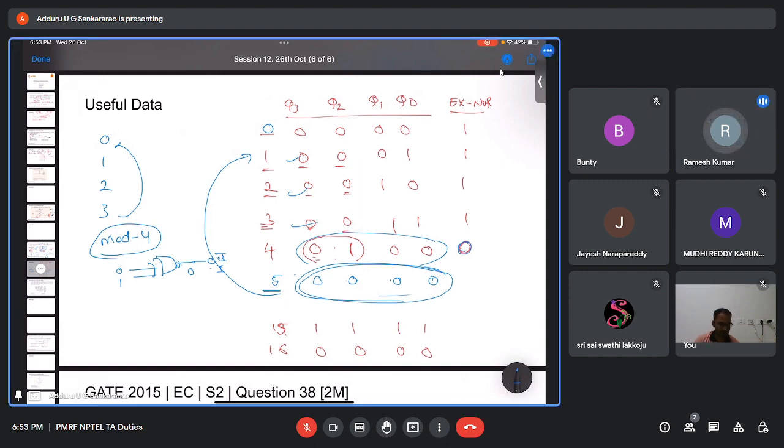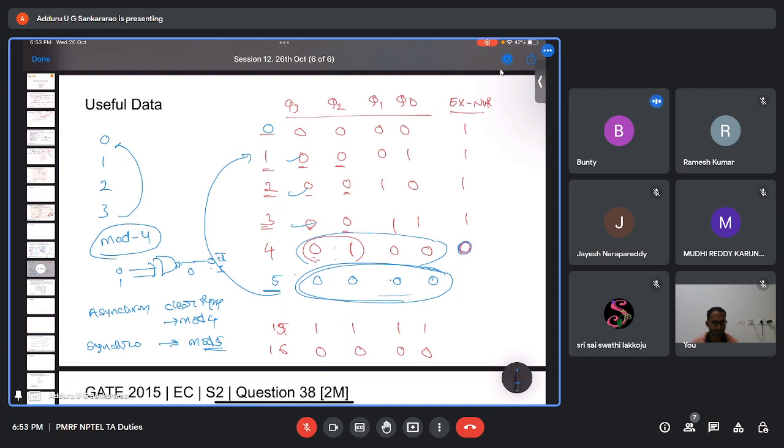Fine. Mod 4 or mod 5? So for asynchronous clear inputs, it is a mod 4 counter. For synchronous clear inputs, it is a mod 5 counter. Okay. For synchronous clear inputs, it is a mod 5 counter. The next clock pulse should come, then only it can clear the outputs.